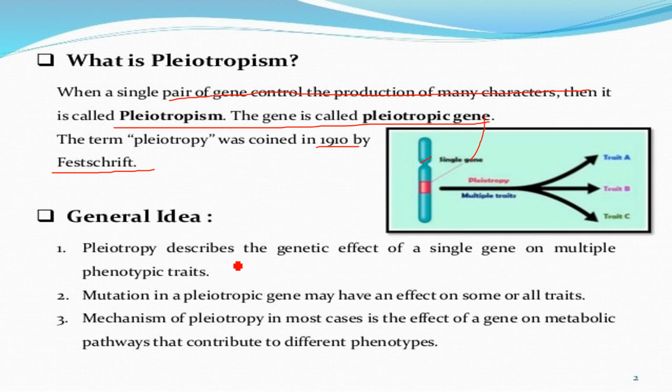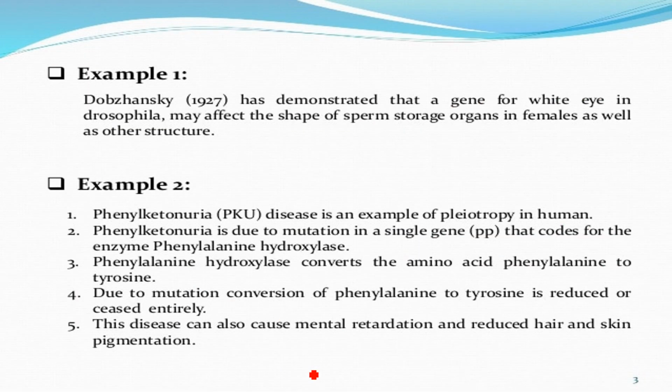Now this explains the genetic effect of a single gene on multiple phenotypic traits or characters. This is about pleiotropism. An example is PKU, phenylketonuria. It is a disease and an example of pleiotropy in human beings.